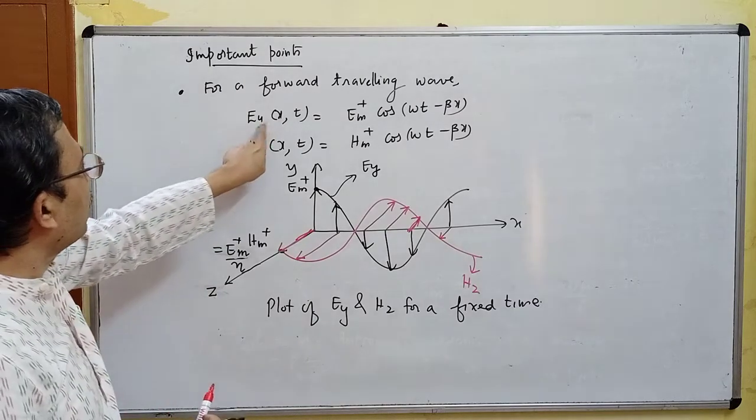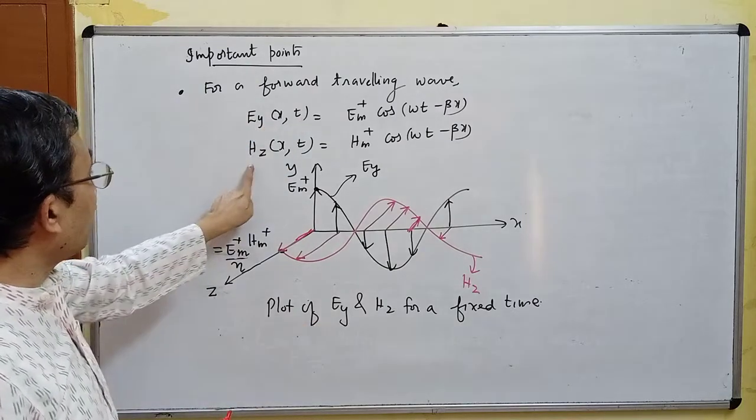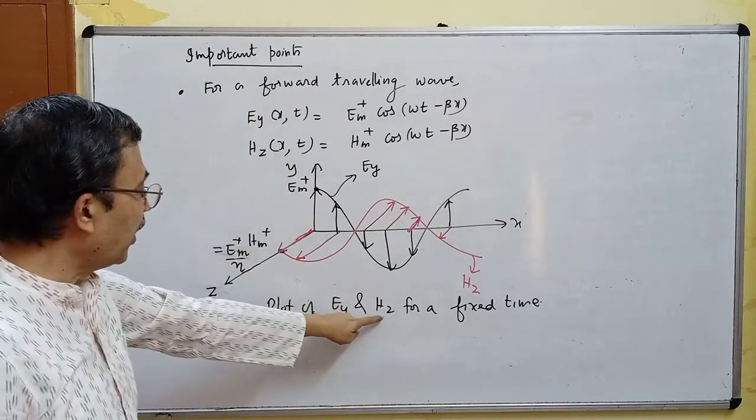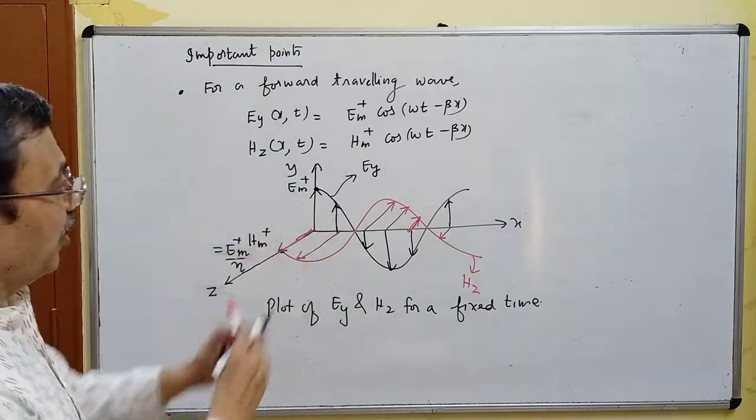Ey, a function of x comma t, is simply written as Ey. Hz, a function of x comma t, is simply written as Hz. This is for a fixed time, meaning time is frozen. Please keep this in mind.